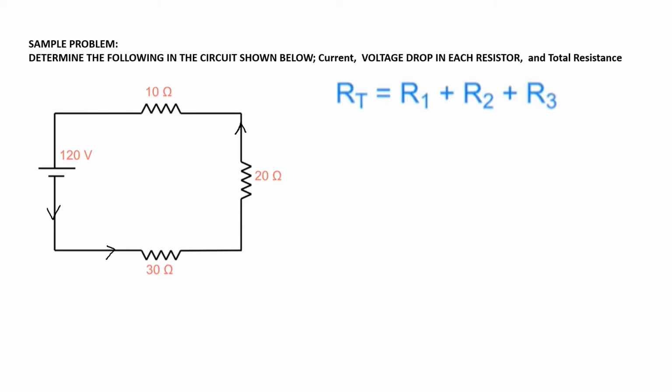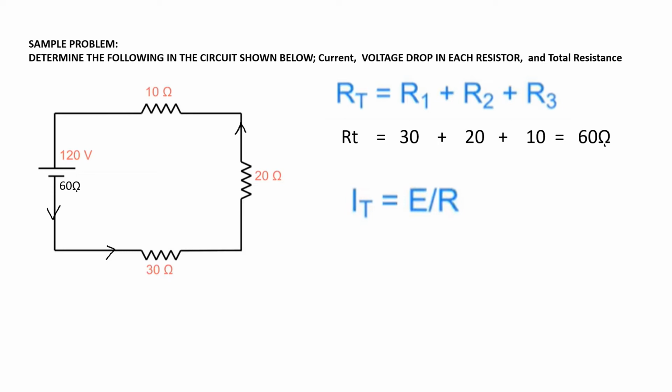So, kukunin po natin yung kanyang equivalent or yung total resistance, lalabas po, RT is equal to 30 plus 20 plus 10 ay 60 ohms. 60 ohms po yung total resistance niya. Next, compute naman po natin yung current na dumadaloy dito sa ating circuit.